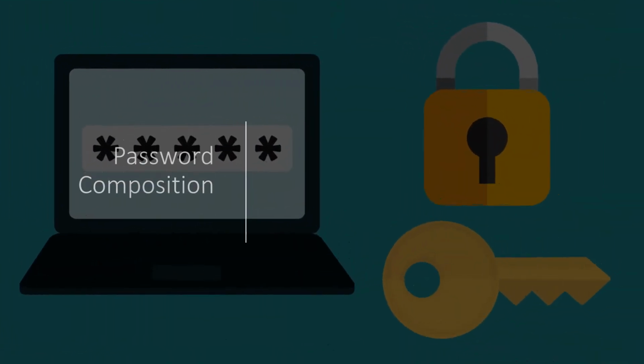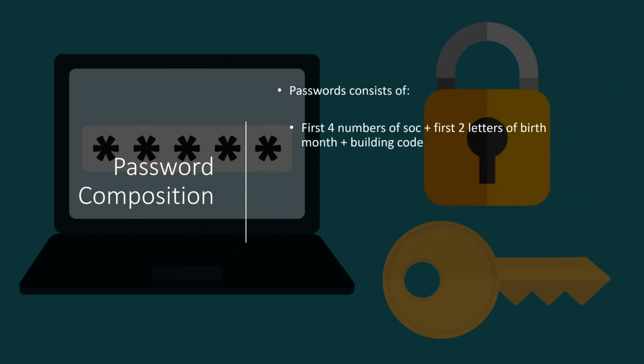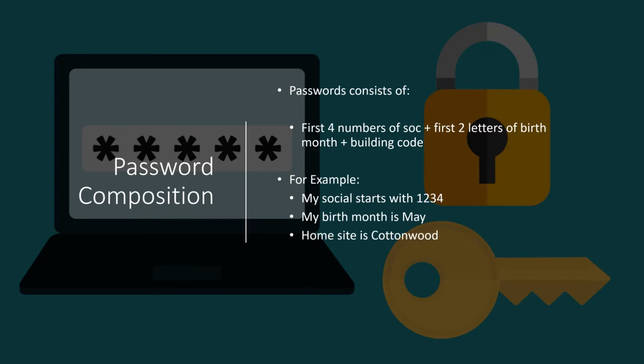Your password will consist of the following: the first 4 numbers of your social security number, plus the first 2 letters of your birth month, plus your building code. For example, let's say the first 4 of my SSN is 1, 2, 3, 4. My birth month is May, and my home site is Cottonwood, so my password would be 1234MACW.